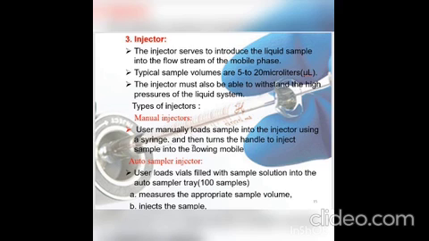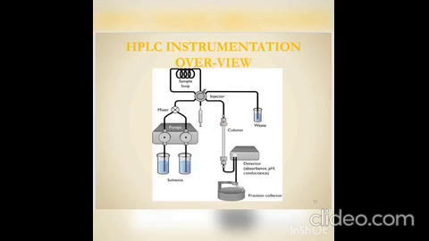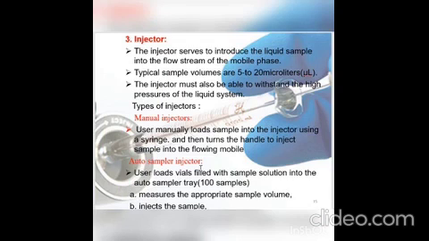Manual injector means the user may manually inject the sample into the column. There will be a port. This is the port, and in this we have to inject the sample. If it is automatic, the system will automatically inject the sample into the sample port. Then next, these are the manual injectors. This is the automatic injector.